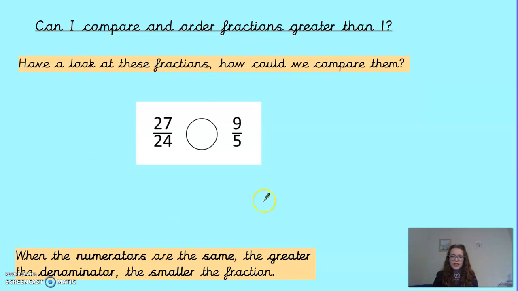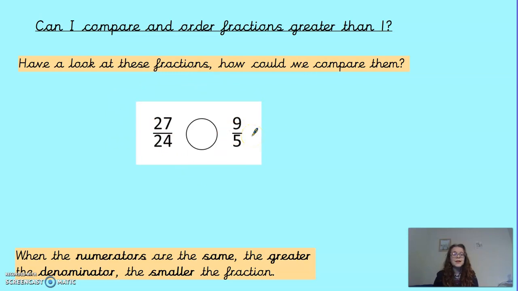Okay, have a look at these fractions. How can we compare them? And remember, when the numerators are the same, the greater the denominator, the smaller the fraction. Have a think. Now, our denominators aren't really together. We can't really work with these. However, have a look at our numerators.